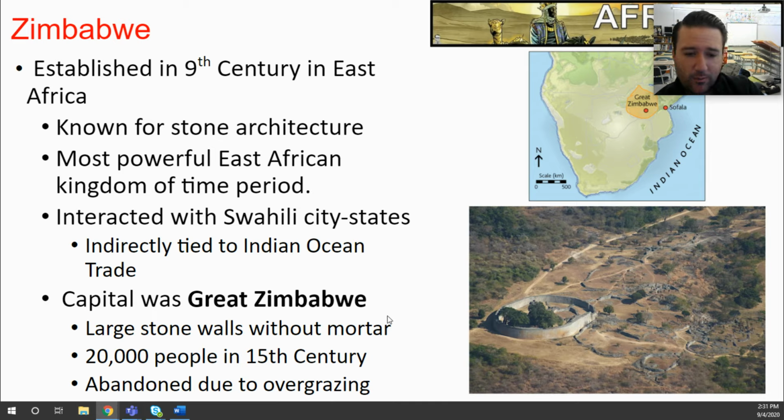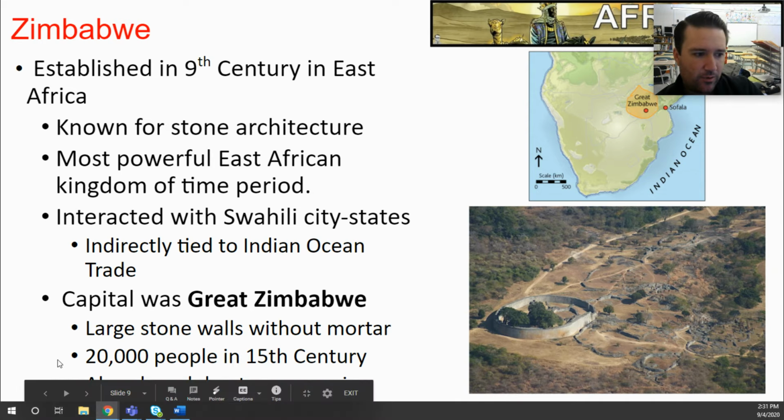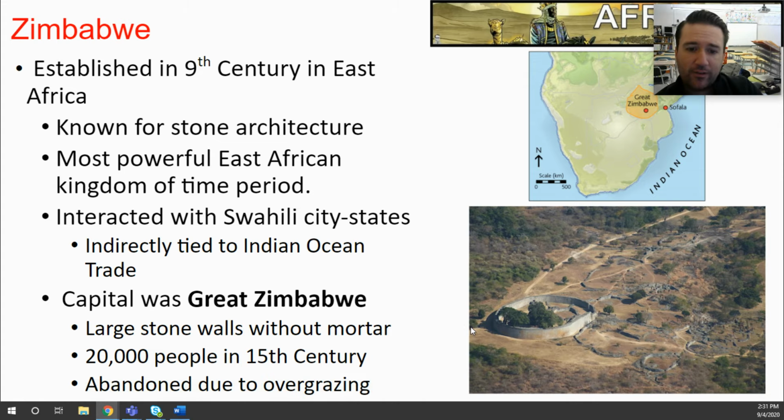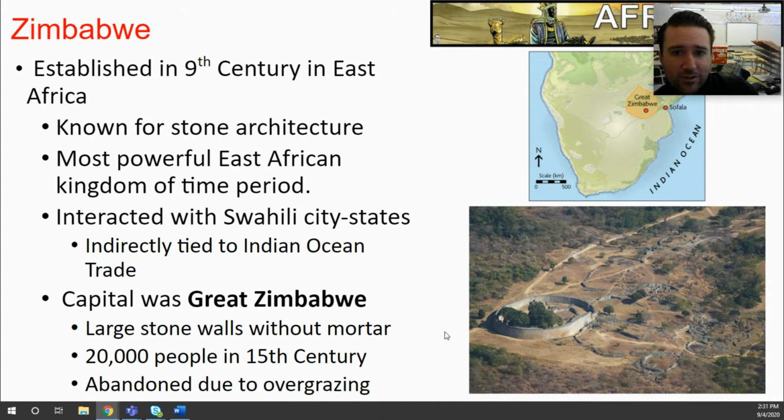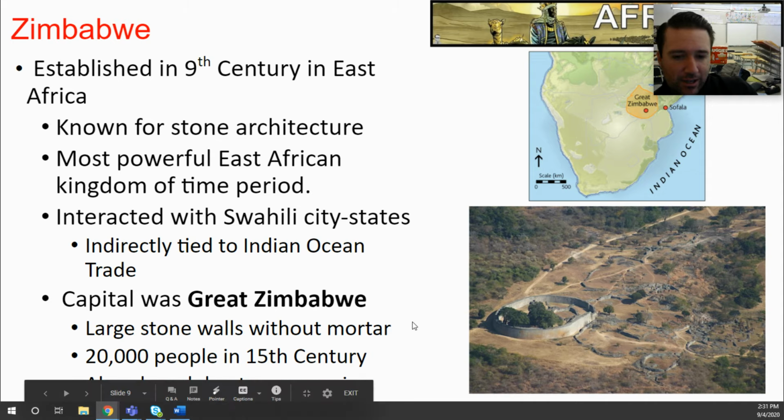And it was essentially a protective place for the people to go to if they were under attack. Roughly 20,000 people lived there in the 15th century. For Africa, a city that size was pretty impressive. People were generally more spread out because there was an awful lot of land to spread out to. Eventually it gets abandoned because of overgrazing, so you have environmental degradation that happens as a result of overgrazing their cattle and such, and so it ends up getting abandoned.